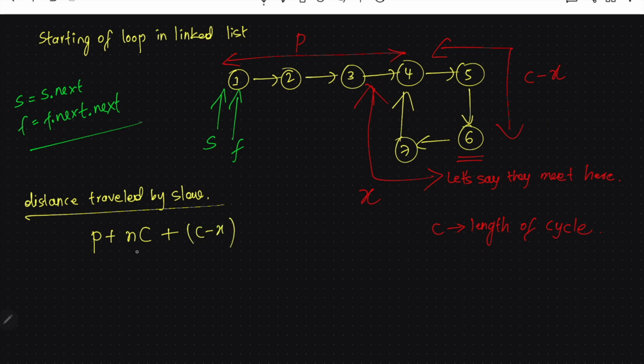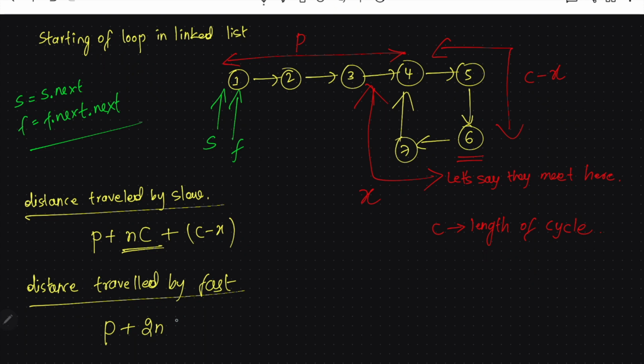And what is the distance traveled by the fast pointer? Let us write the distance traveled by the fast pointer as well. It has obviously traveled p distance, and if the slow pointer goes through n cycles, then it has gone through 2n cycles, and it may have gone through additional k cycles and then an additional c minus x distance. So this is the distance traveled by the fast pointer. Since we are moving fast at 2 times the speed, we have to take care of these cycles as well. So we know that the distance traveled by the fast pointer is 2 times the distance traveled by the slow pointer.